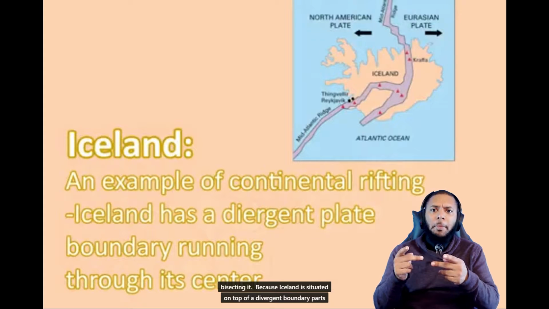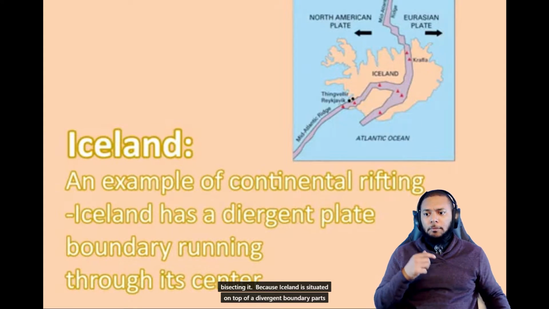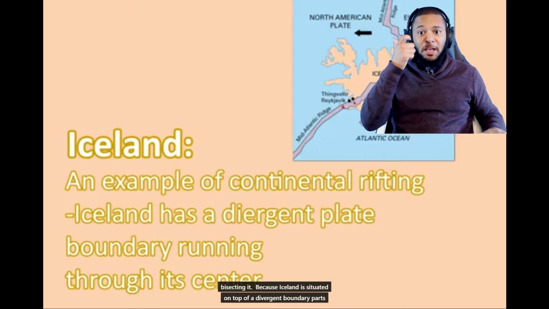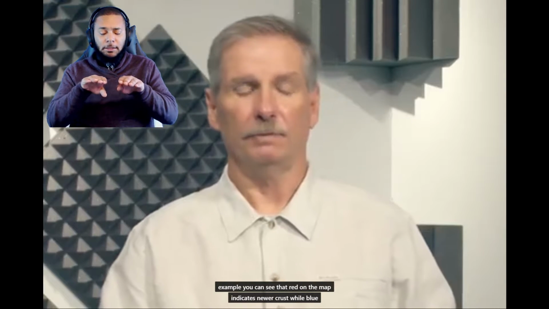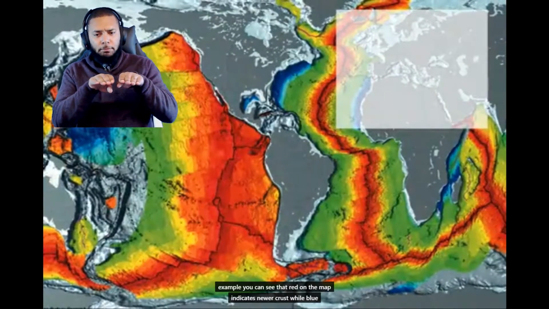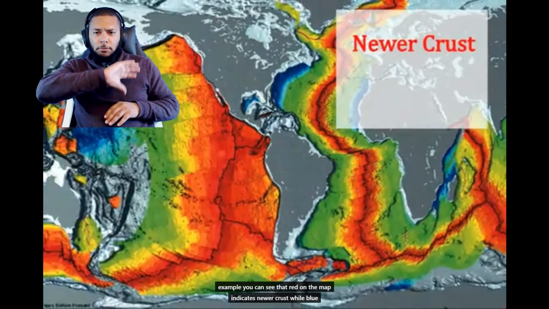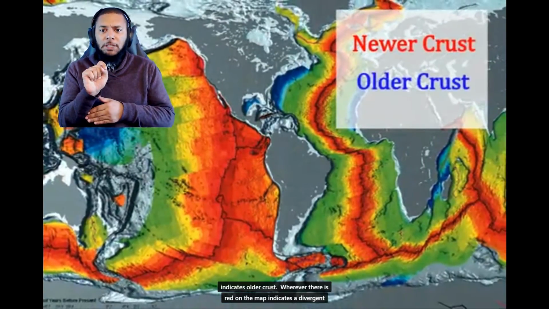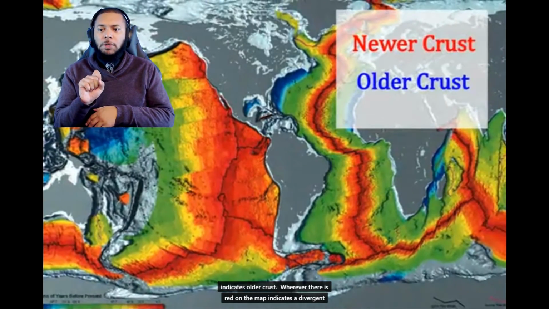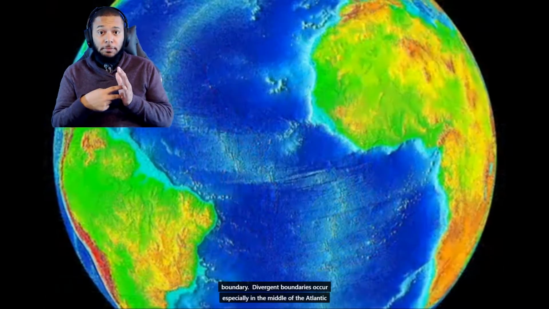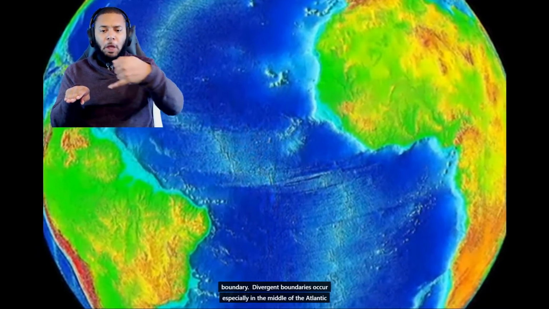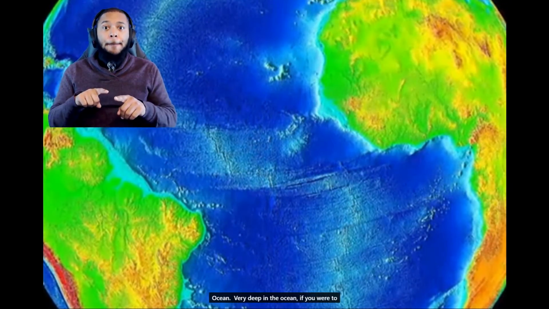Because Iceland is situated on top of a divergent boundary, parts of Iceland are moving further and further apart from each other. In this example, you can see that red on the map indicates newer crust, while blue indicates older crust. Wherever there is red on the map indicates a divergent boundary. Divergent boundaries occur especially in the middle of the Atlantic Ocean.